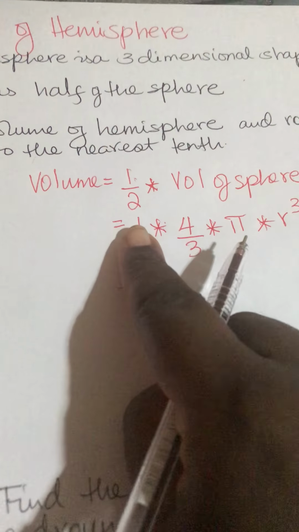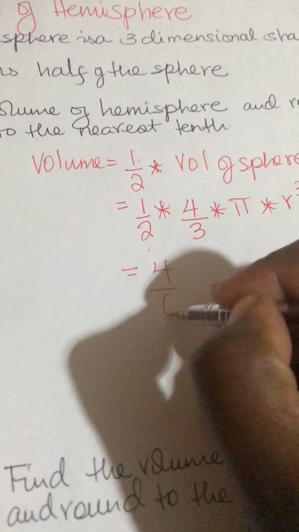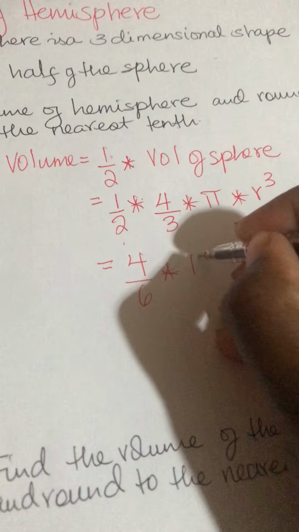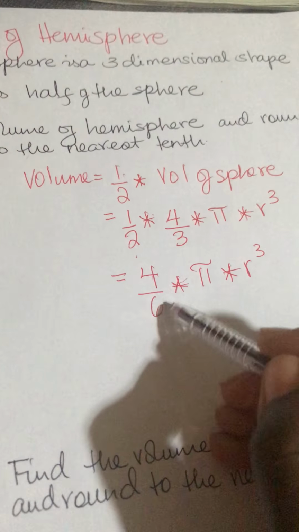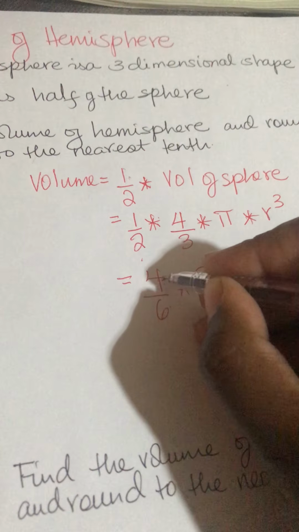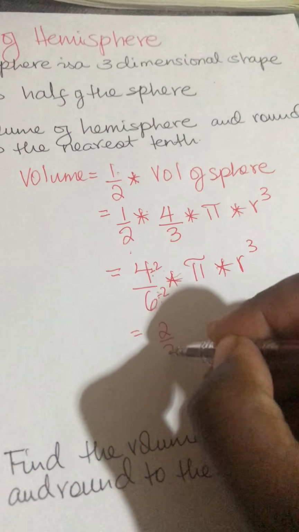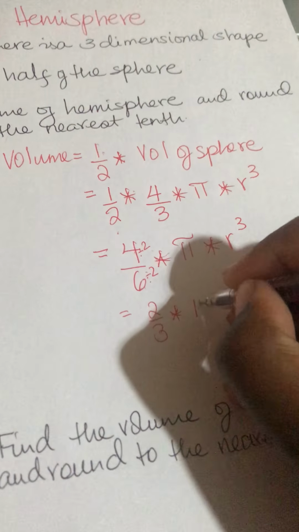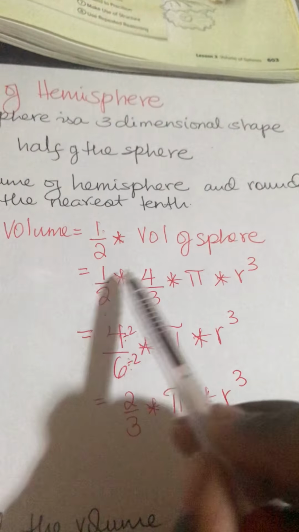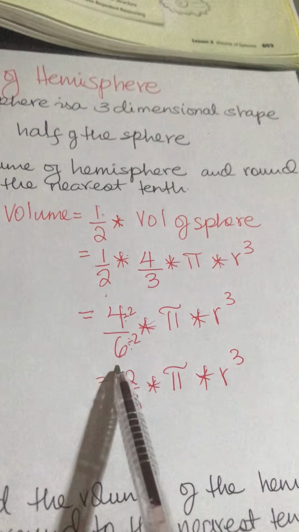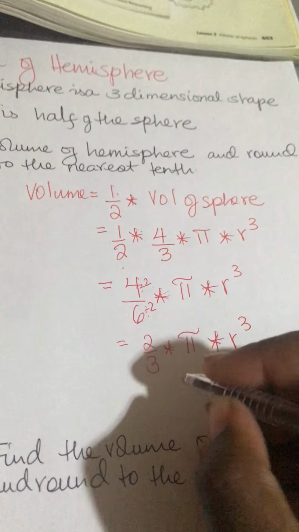Then you will do 4 times 1 is 4, 2 times 3 is 6, times pi times radius cubed. Then you will simplify this. When you simplify this, you divide by 2, you divide by 2, you will get 2/3. So 2/3 times pi times radius cubed. So you can use this formula, you can use 4/6 pi, or you can use this. Either one of them will still give you the correct answer.